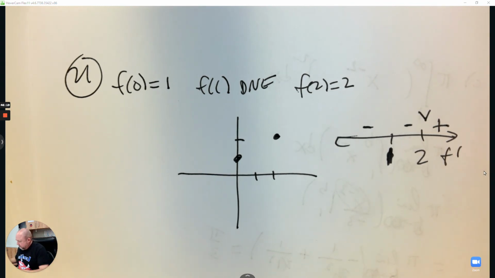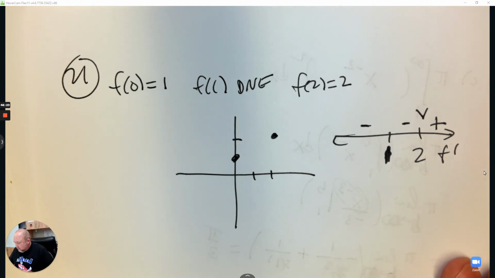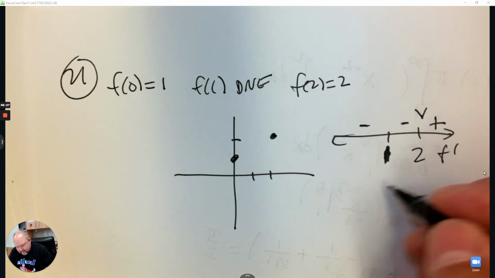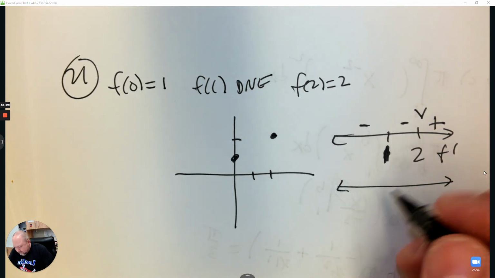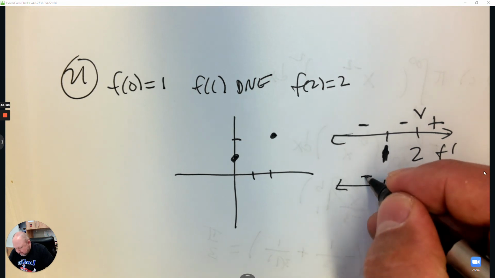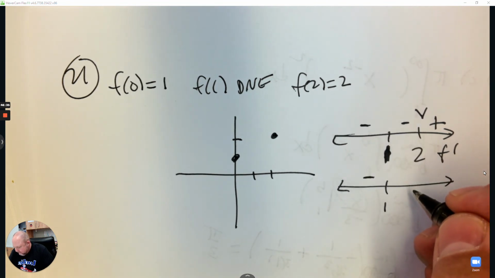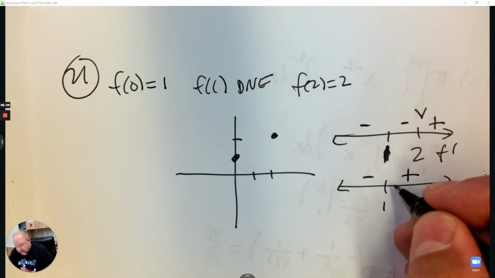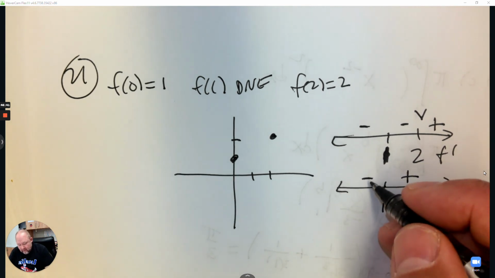Keep going. What's the next part that we're asked? The second derivative. So it's less than 0, so it's concave down when x is less than 1. It's greater than 0, concave up when x is bigger than 1. So we have a point of inflection here. And it's concave down and so on.